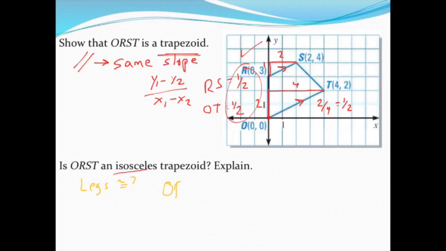So segment OR is a vertical segment, meaning I don't even need to use the distance formula. I can just count the spaces. I can count 1, 2, 3 spaces up. So segment OR has a length of 3. Remember, we're doing length this time, not slope.